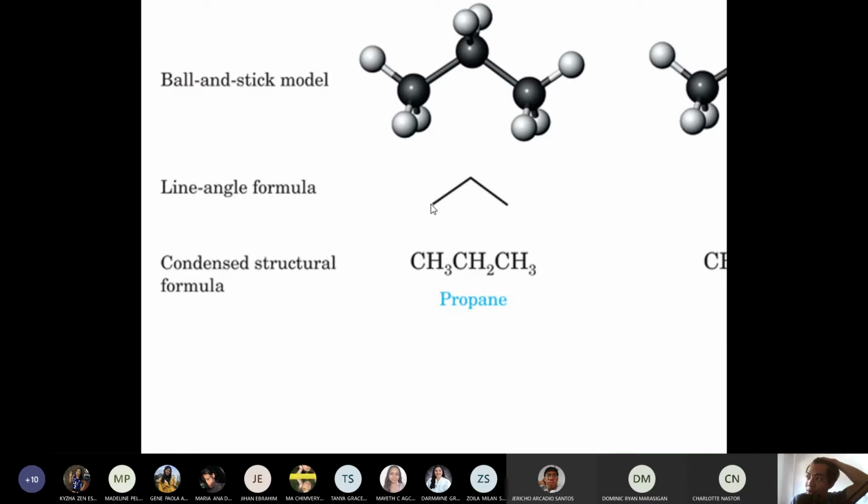This carbon, itong nasa dulo sa left, that can hold 3 hydrogen atoms. Kaya CH3. Okay? Yung nasa gitna, ilang hydrogen atoms kaya niya? Dalawa. No? Kasi may dalawa ng bonded sa kanya, dalawa pa yung pwede for hydrogens. Kaya yung nasa gitna, we interpret that as CH2. And yung nasa dulo, CH3 again yan. No? So yung pag-read natin ng condensed structural formula out of the line angle formula ay left to right.